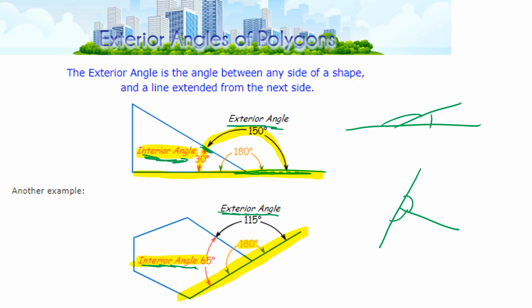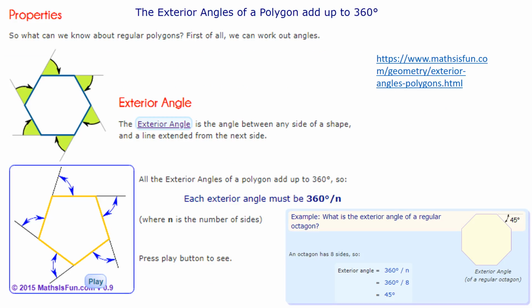That means that they are going to add up to be 180, and this can be useful to prove different things about triangles. Did I just say triangles?